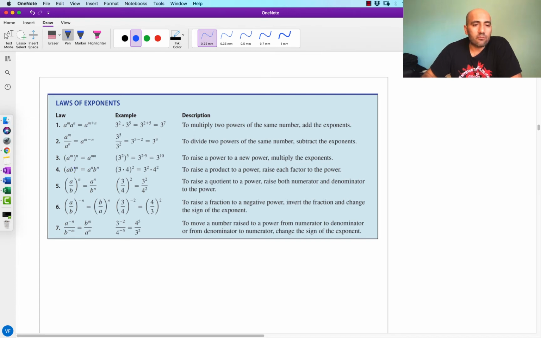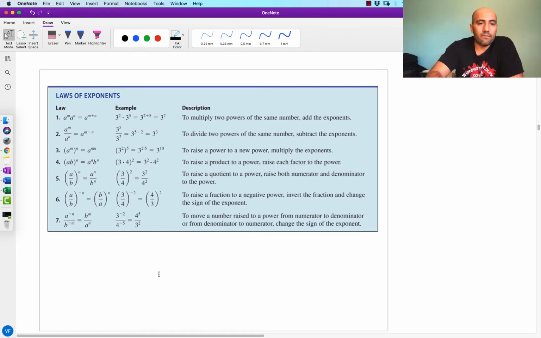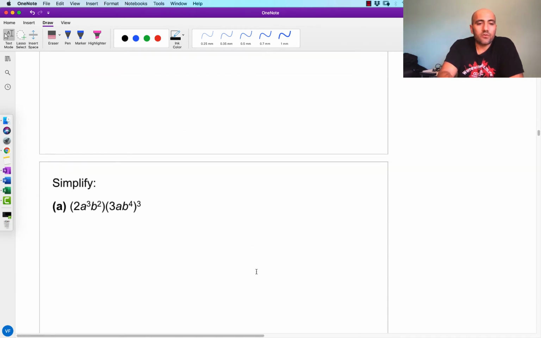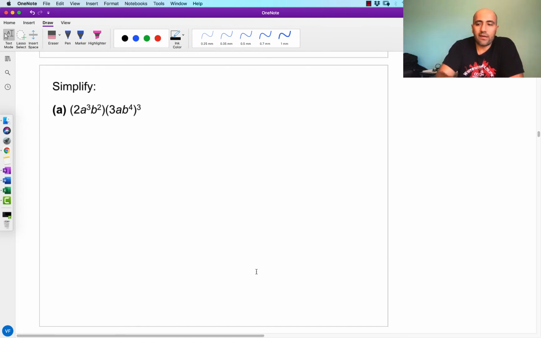Then we have this sort of a distribution property that happens here. That's rule number 4. And then the ones I just wrote up there are a little out of order. But they're the same ones we just wrote down, and then the book just wrote these things separately. If a does not equal 0, and a is a real number and n is a positive integer, then we know that a to the 0 power is 1, and then a to the negative n power is equal to 1 over a to the nth power. Right? So these are all the rules we were just looking at. So let's do some examples to simplify a couple of these guys.